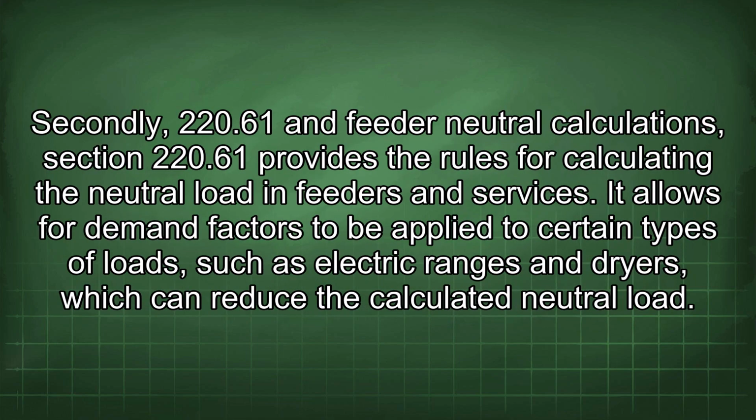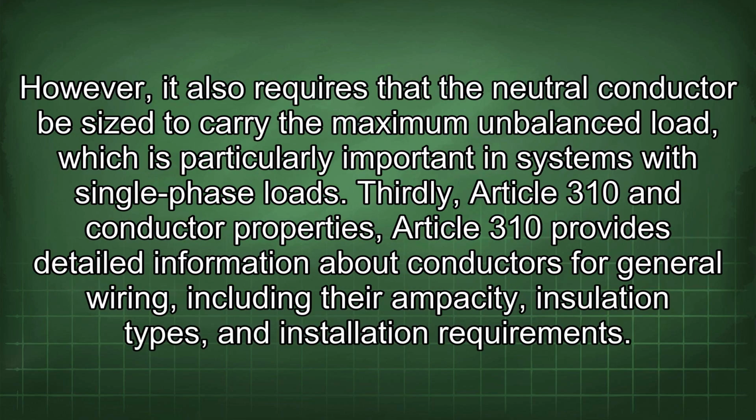Secondly, 220.61 and feeder neutral calculations. Section 220.61 provides the rules for calculating the neutral load of feeders and services. It allows for demand factors to be applied to certain types of loads, such as electric ranges and dryers, which can reduce the calculated neutral load. However, it also requires that the neutral conductor be sized to carry the maximum unbalanced load, which is particularly important in systems with single-phase loads.